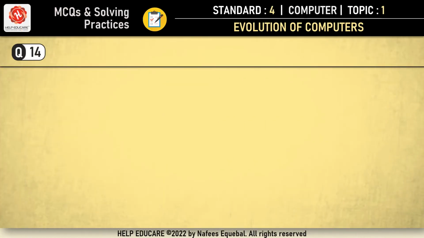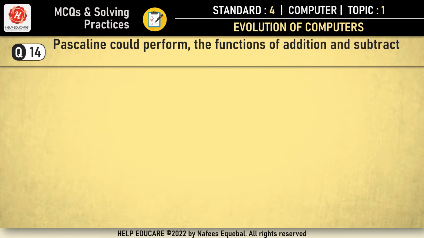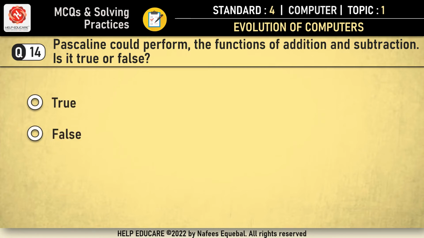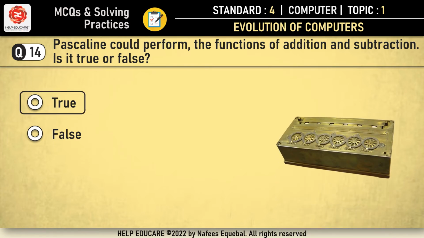Question number 14. Pascaline could perform the functions of addition and subtraction. Is it true or false? First option, it is true. Second option, it is false. Answer will be displayed in 10 seconds. Correct answer is, it is true.